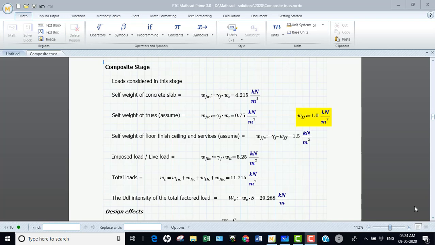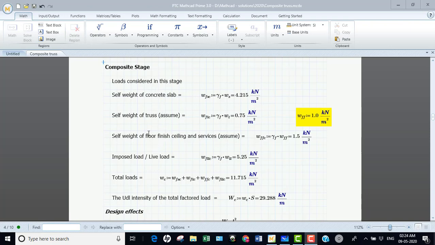Welcome back to the discussion on design of composite truss. This is only a continuation of the earlier discussion. In this discussion, I'm going to explain the design principles behind the design of composite truss in composite stage.